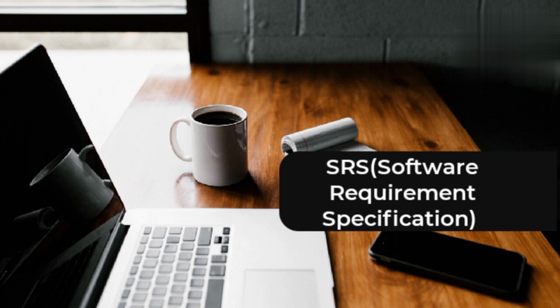Then, what are the issues addressed in SRS? First is functionality, second is external interface, third one is performance, fourth one is quality attribute, and fifth is constraint.